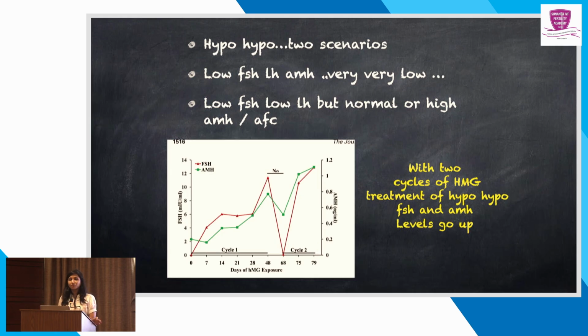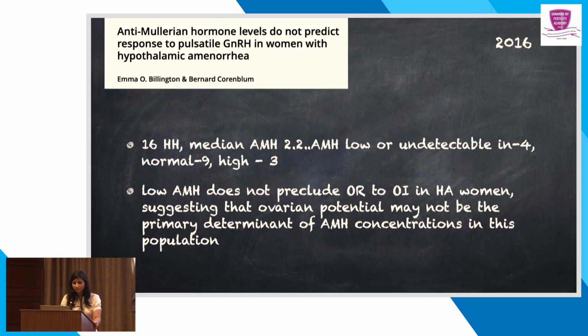Why is it important? Because suddenly the follicle number is growing and now you think that the agonist is not going to work and we have to give an HCG trigger. That is going to push that lady into OHSS. So this has to be done before taking this patient for IVF stimulation.